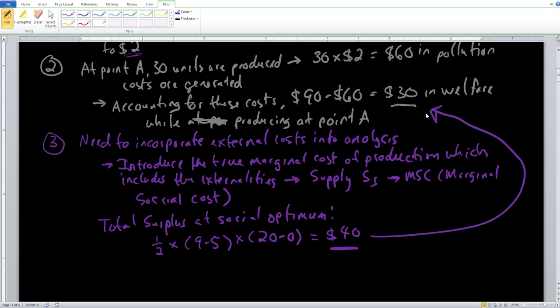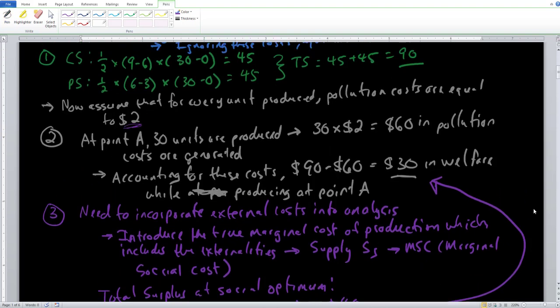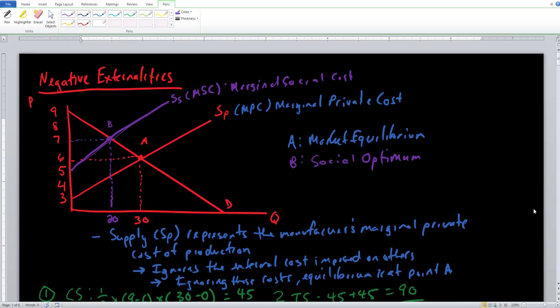So if we actually can make the firms and corporations accountable for the costs that they're going to be imposing on the third parties, then we can actually do better as a whole in society when we're operating at the social optimum itself. So as we can see from the setup that we have right here, if we leave the market to its own devices, it's going to be at a very low price with a very high quantity. So at point A, that market equilibrium.